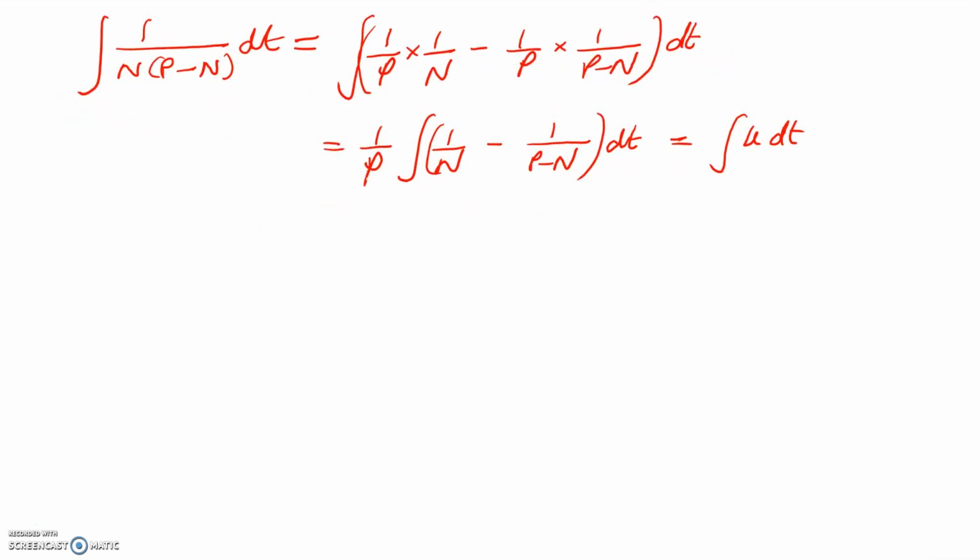Okay, so the integration is now reasonably straightforward. There we are. 1 over P times the natural log of N minus, the natural log of P minus N.